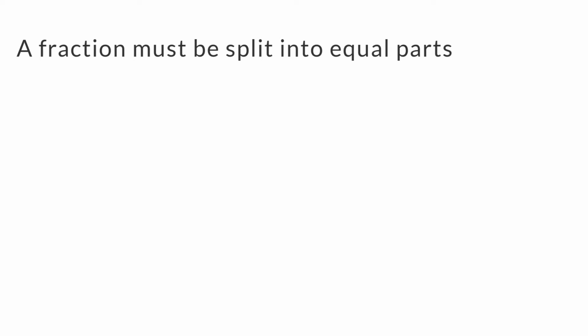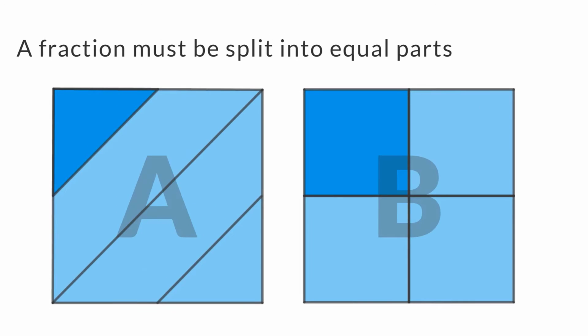Now here's an important point. For something to be seen as a fraction, it must be split into fair shares or equal parts. Let me see if you understand what I'm saying. In which of these two models does the shaded region represent a quarter? A or B, or both of them, or none of them?